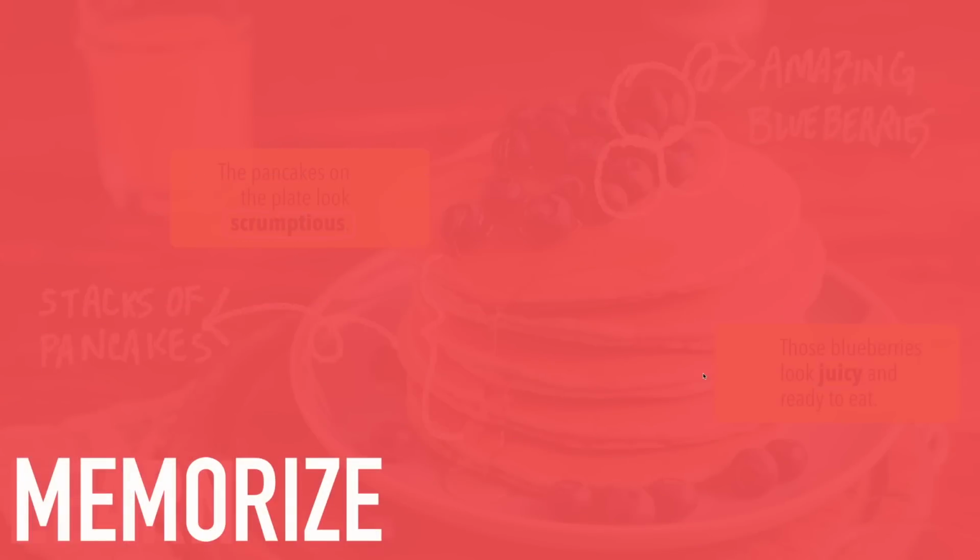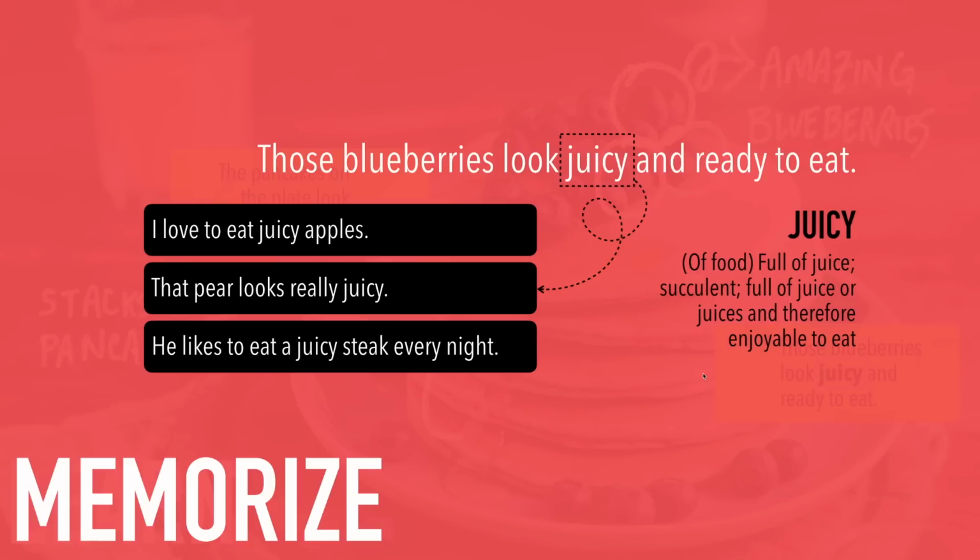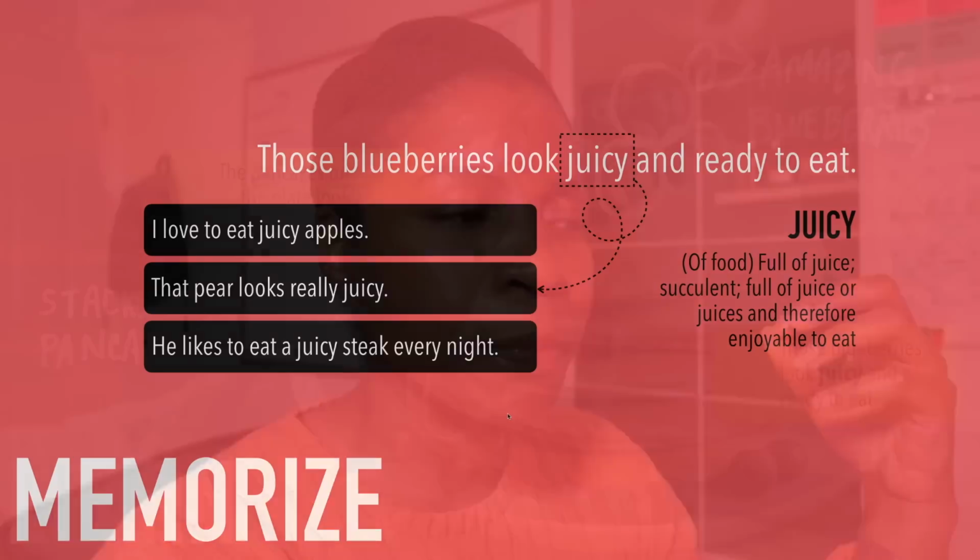vocabulary word. Remember, the next one was right here, juicy. Here's the sentence again. Those blueberries look juicy and ready to eat. So the word juicy, when speaking about food, means full of juice, succulent, full of juice or juices, and therefore enjoyable to eat. I think I've told you before that my favorite fruit is apple. I love apples and they're very juicy, right? So why? Because they're full of juice. When you bite into an apple, sometimes you have juice on your face or it spurts out of your mouth, right?